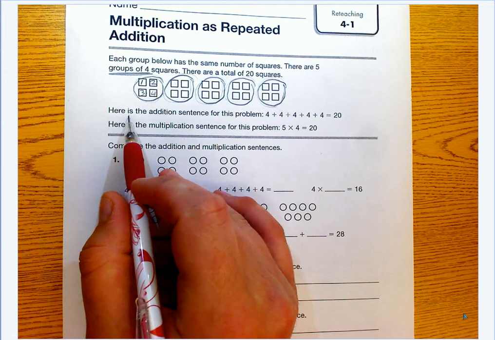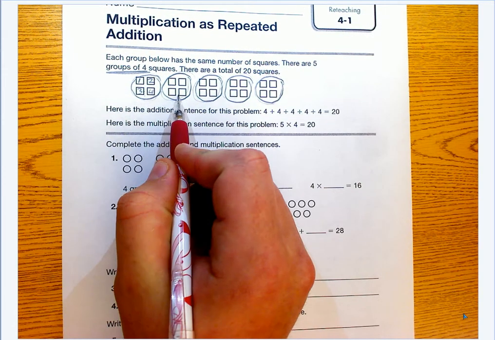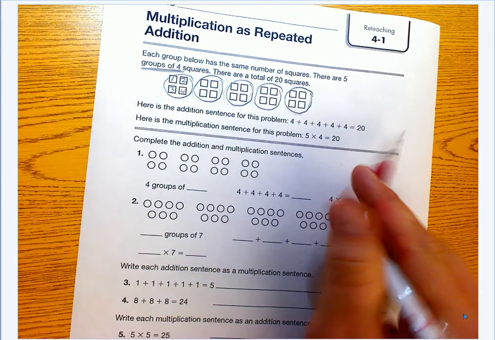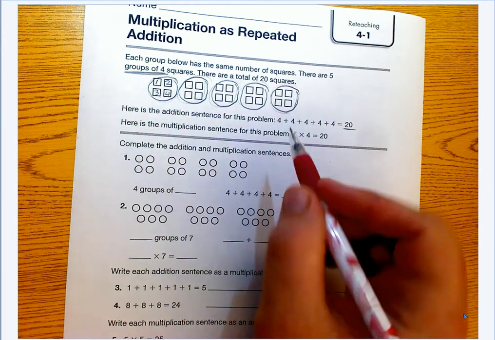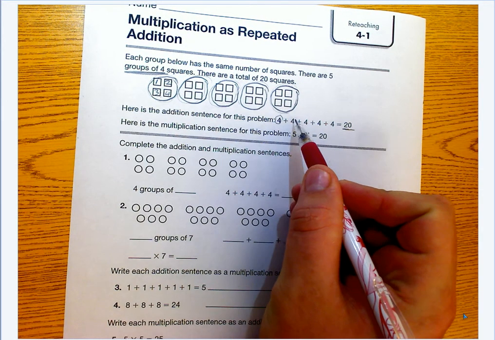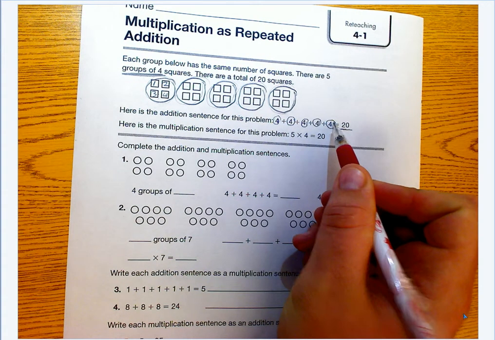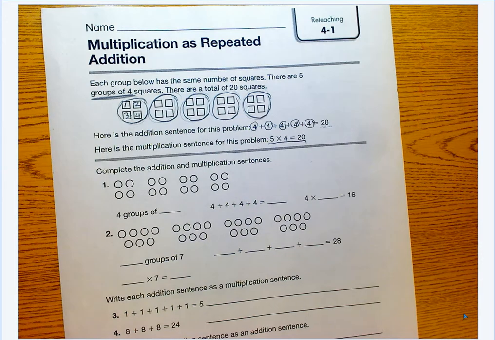So, the student could also write it as a sentence. 4 plus 4 plus 4 plus 4 plus 4 equals 20. So they're doing 5 groups of 4. 1, 2, 3, 4, 5. And you can rewrite that as 5 times 4 equals 20, which you would traditionally see.